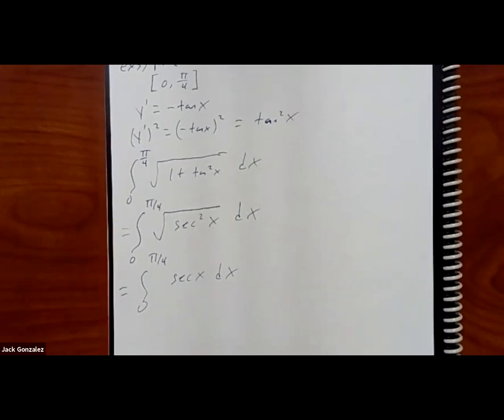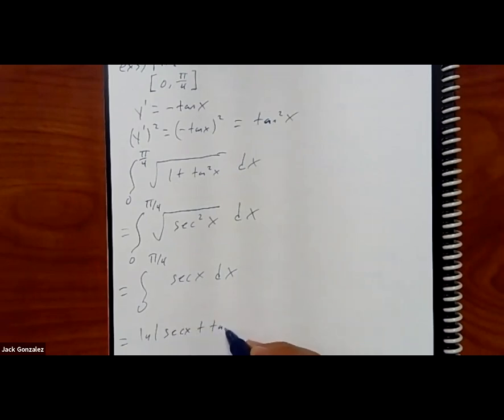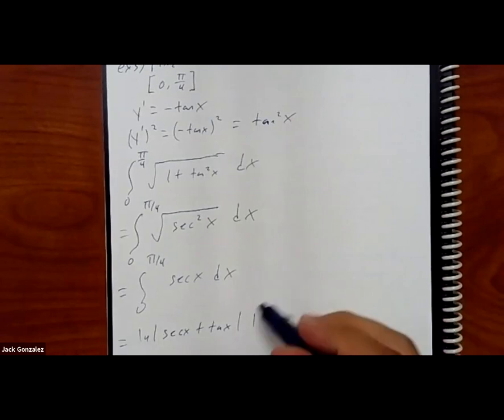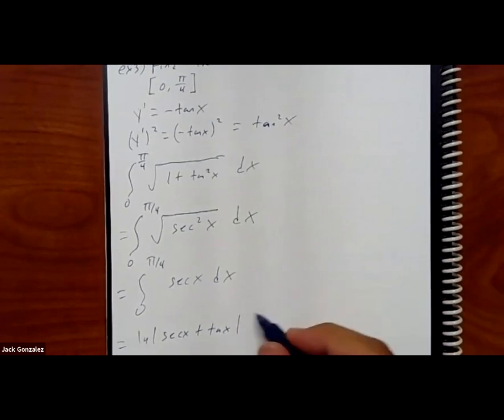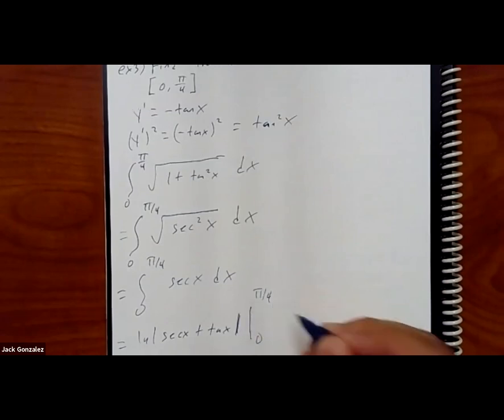Now use a table to integrate this. The formula sheet says this will be ln of secant x plus tangent x, from 0 to pi over 4. At that point, punch it in your machine. That is about 0.88 something.